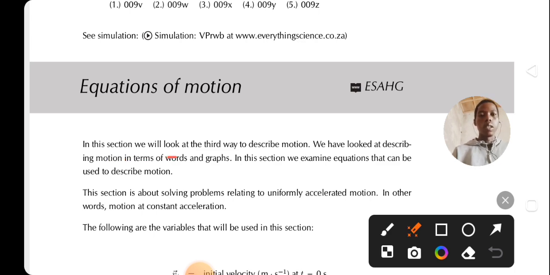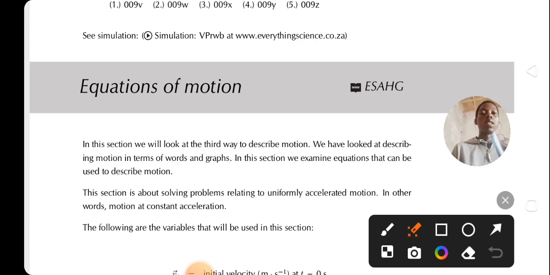In this section, we will look at the third way to describe motion. So using equation of motion to describe motion is the third way of describing a motion. We have looked at the description of motion in terms of words and graph, but this lesson focuses largely on equation of motion.